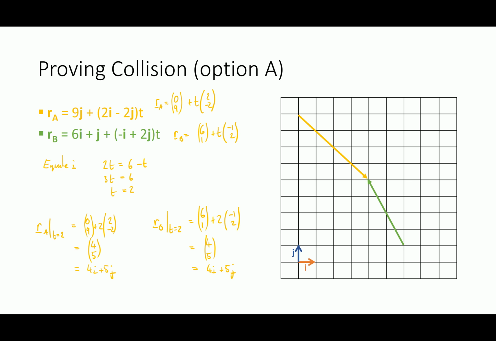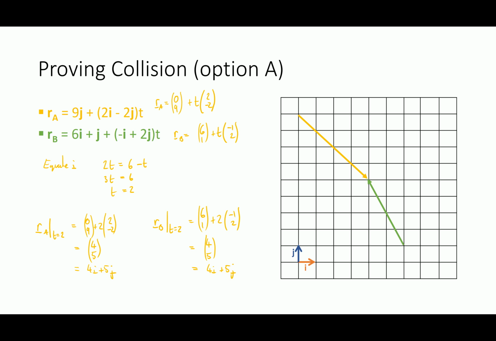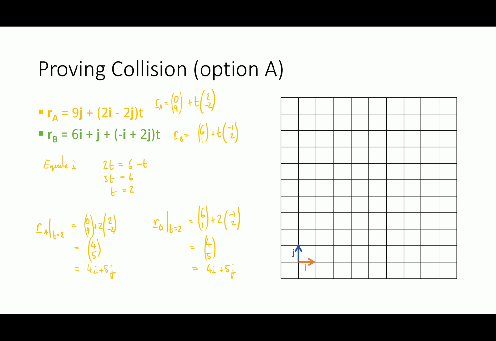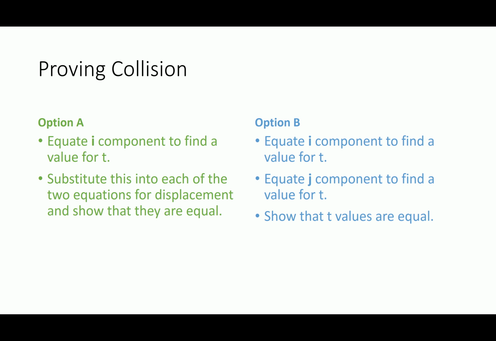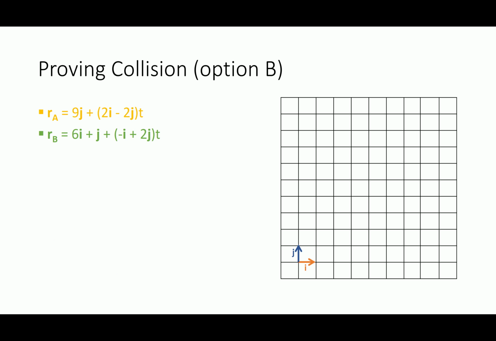Now, in the next example, we're looking at exactly the same setup, so I'm using exactly the same equations for both example A and example B. My method of solution is just slightly different. Now if we remember back, option B just required me to equate my j components and to show that the time values were equal. Well, I've already equated my i components, so I know that the answer for that is going to be 2. So now all I need to do in the next part is just equate my j components. So let's just jump straight into equating j.